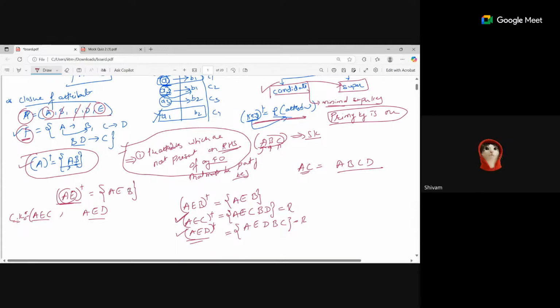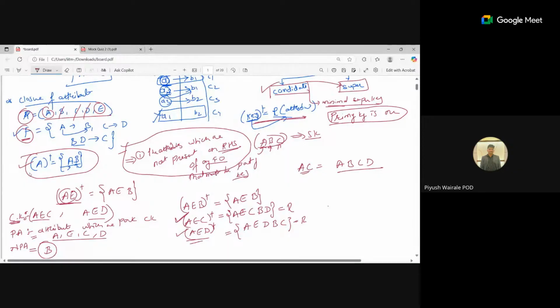Will it be a prime attribute or non-prime attribute, sir? How will you determine that one, sir? So once we find out the candidate key, now what is a prime attribute and what is a non-prime attribute? Attributes which are part of a candidate key are basically my prime attributes. So here we have A, E, C, and D, so four prime attributes. Remaining are my non-prime attributes, that is basically B here.